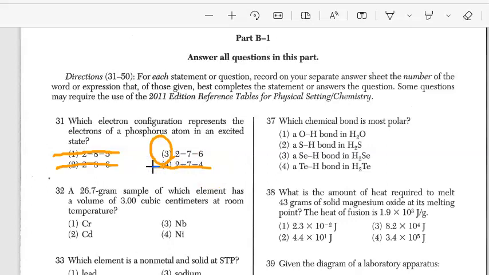Let's keep going. 32, you have a 26.7 gram sample of which element that has a volume of 3 cubic centimeters at room temperature? Well, mass divided by volume is density. So we're going to be looking for density here. We do need to calculate that. And then we can go ahead and match up our choices on reference table S. So again, reference table S is used quite a bit here.